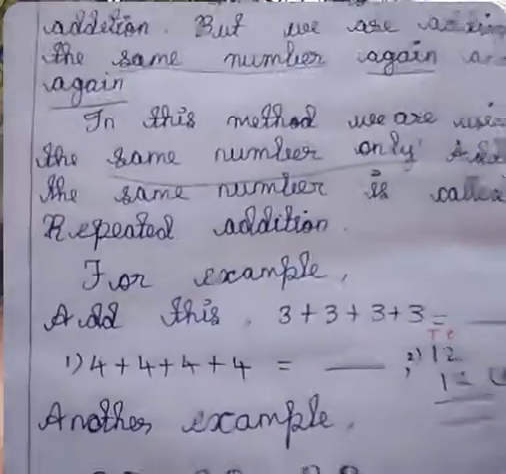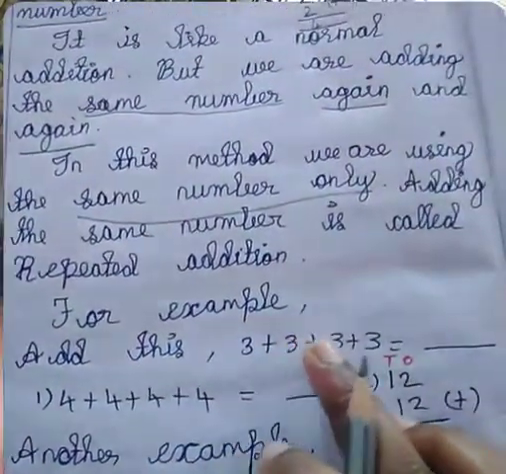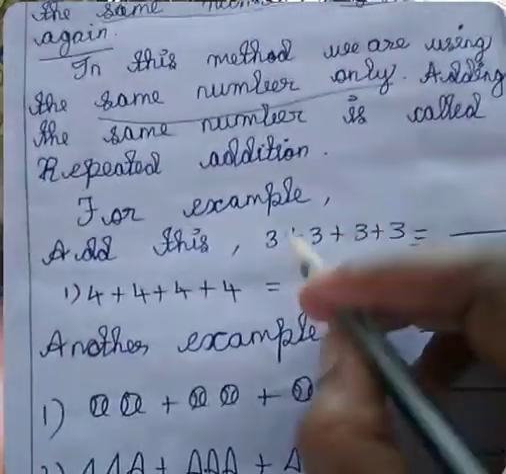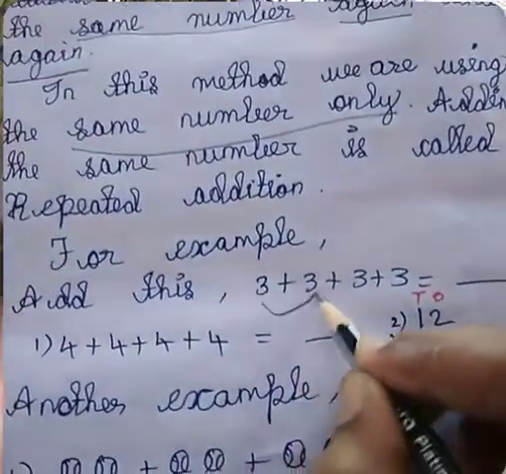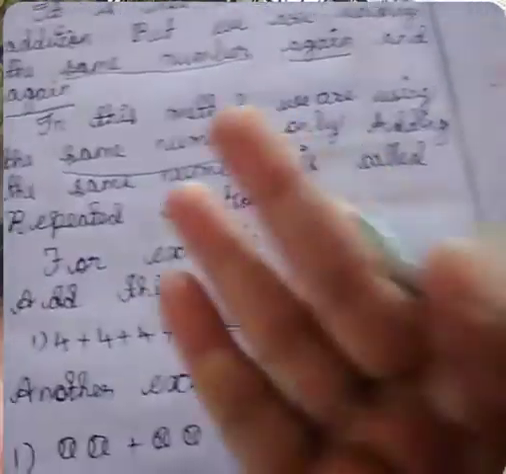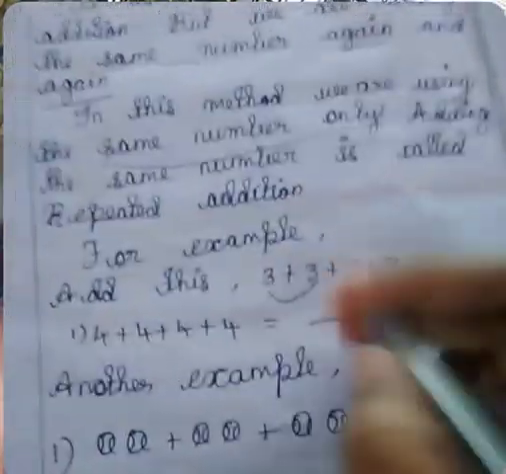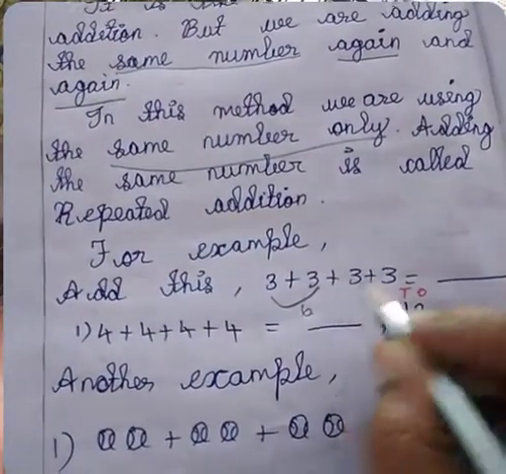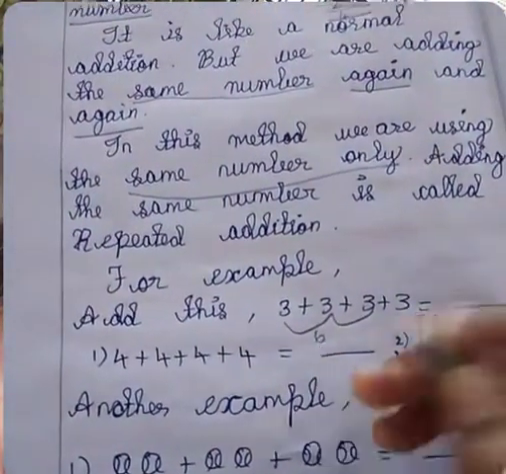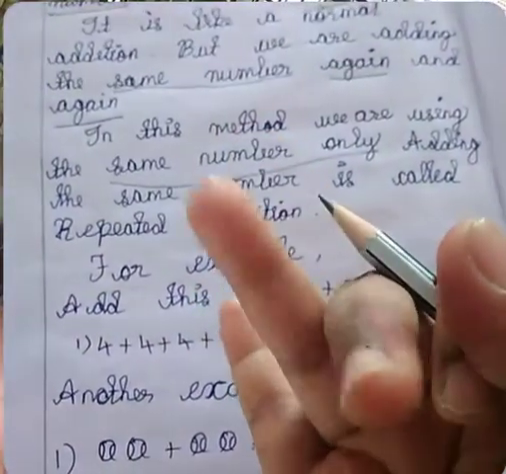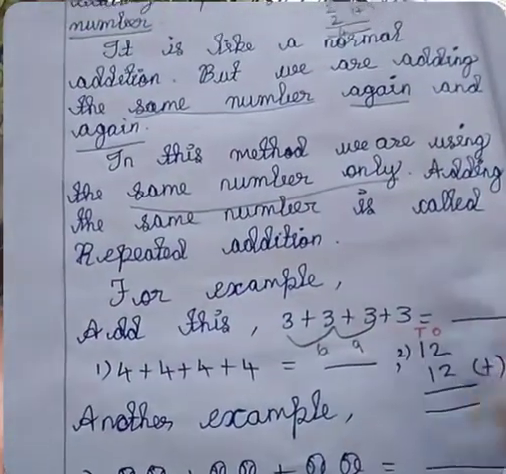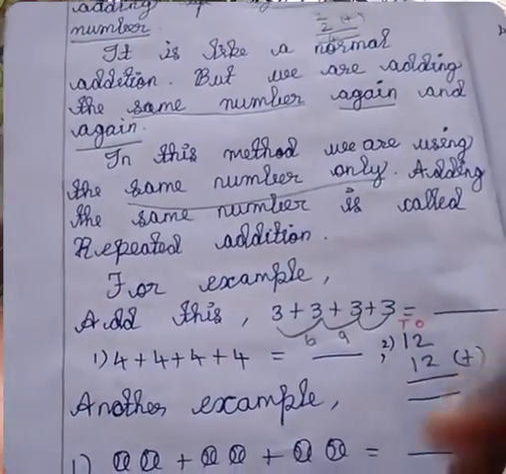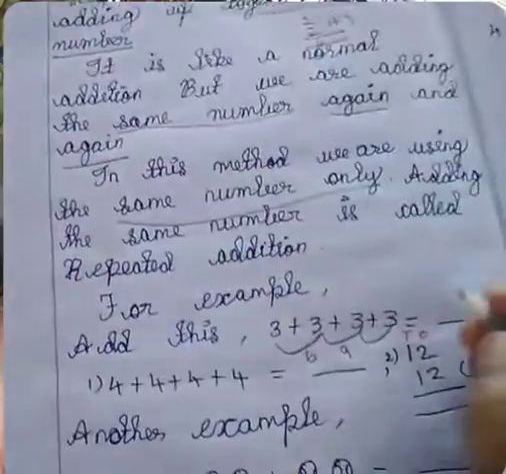For example, add 3 plus 3 plus 3 plus 3. The four numbers are the same. First add these two numbers: 3 plus 3 means 3 in the mind, 3 in the finger, 3 after 4, 5, 6. What is the answer? 6. Keep 6 in your mind and 3 in the finger, another 3: 6 after 7, 8, 9. The answer is 9. Again add this 3: 9 in the mind, 9 after 10, 11, 12. What is the answer? 12.